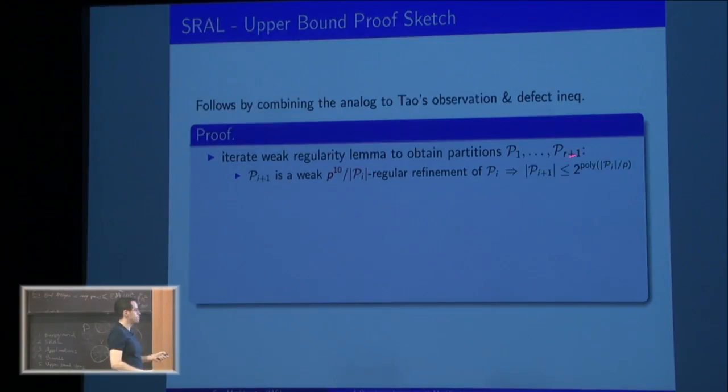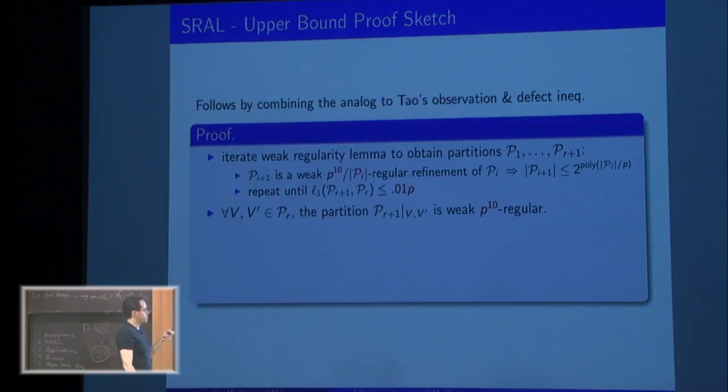And the bound that you get from Frieze-Kannan's result is that the number of parts in pi plus 1 is exponential in the number of parts in pi. So if you apply this many times, you get a bound which is 2 to the 2 to the 2 to the 2, roughly, where the height of the tower is the number of iterations, r. We're going to repeat this until we get to the case that we want. We want the L1 distance between the current partition and the previous one to be bounded by 1% of p. So we're going to continue until this happens.